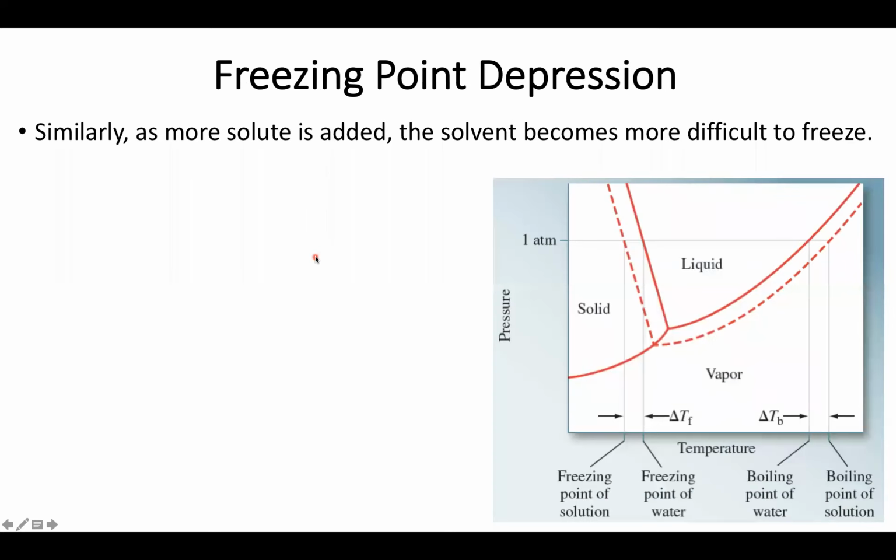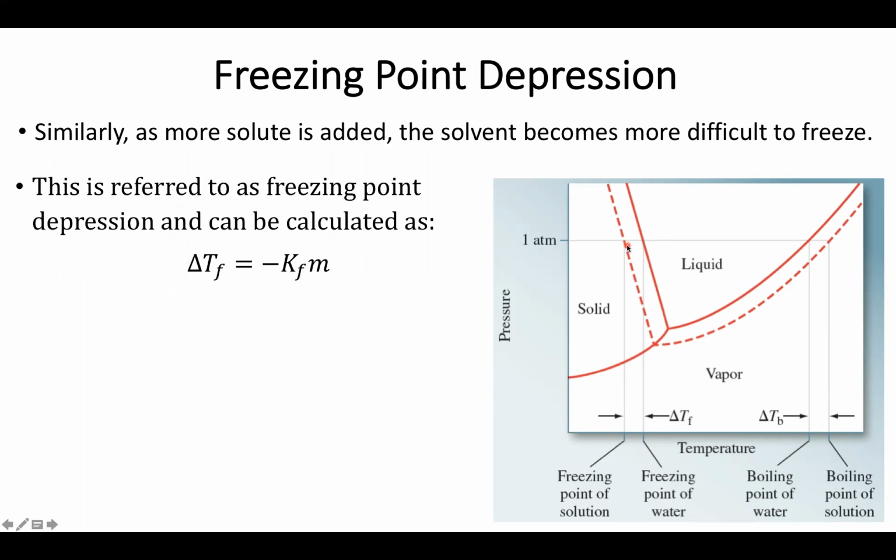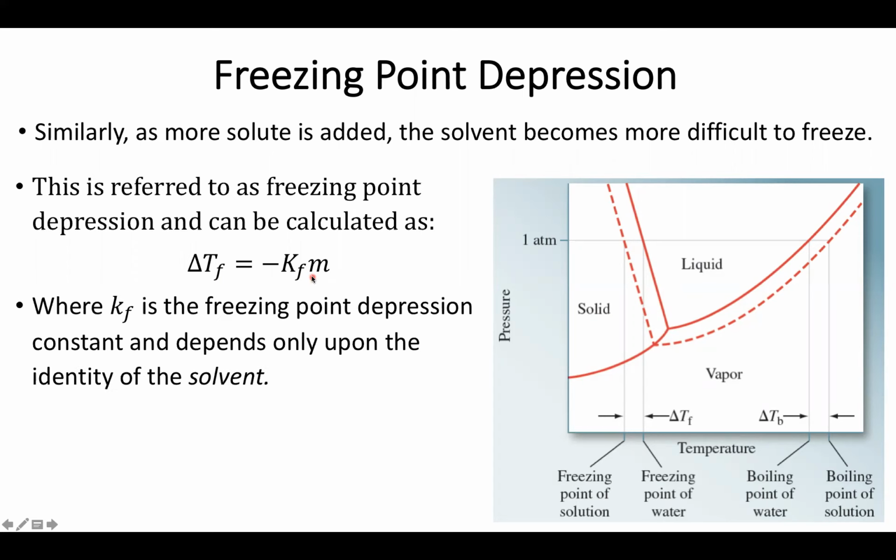Similarly, on the other side, as I add more solute, the solvent becomes much more difficult to freeze. So I'm going to reduce or depress the freezing point. And this is called freezing point depression. And you'll note that the change in the temperature will be negative here, but again, will still depend upon molality. And we've now replaced the boiling point elevation constant with the freezing point depression constant. And again, it only depends upon the solvent. So for water, this is going to be about 0.186 kilograms of solvent per degree Kelvin per mole of solute.